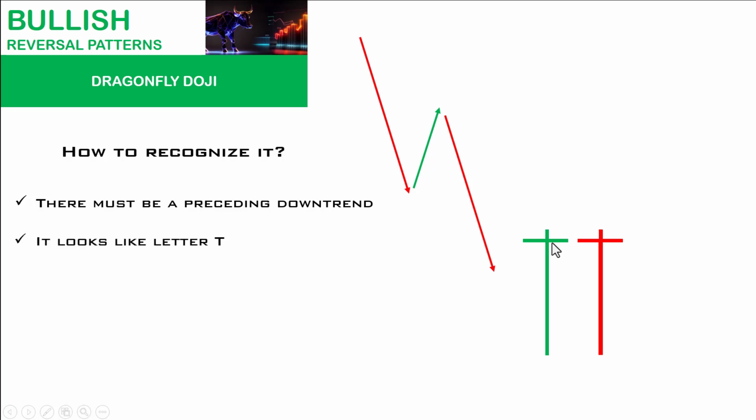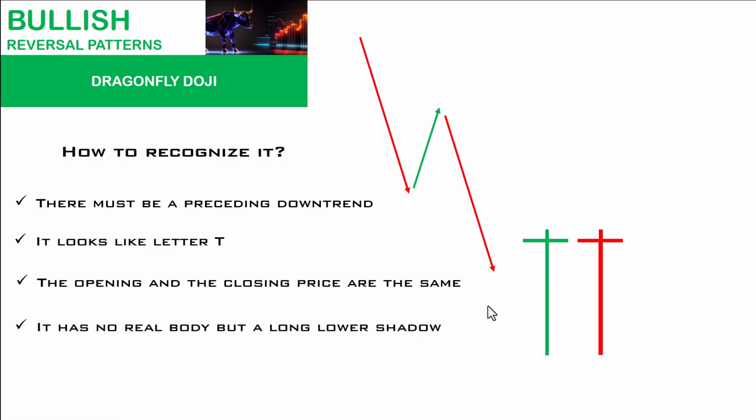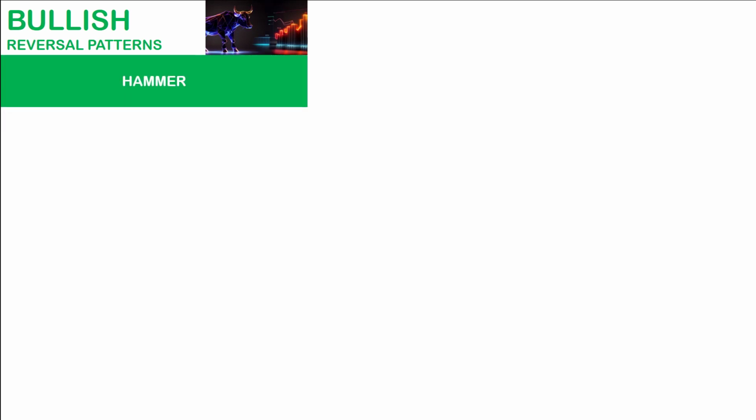It looks like a T. Sometimes it looks like a T with a very small upper shadow. If the upper shadow is very long, that is not the dragonfly doji. But a small one is still within the range, without an upper shadow or with a small upper shadow. The opening and the closing price are the same. The candle opens here, travels down, comes back here, goes up a little, and then comes back to the original level. That is it. It has no real body but a long lower shadow. Then we have the hammer and the dragonfly doji.